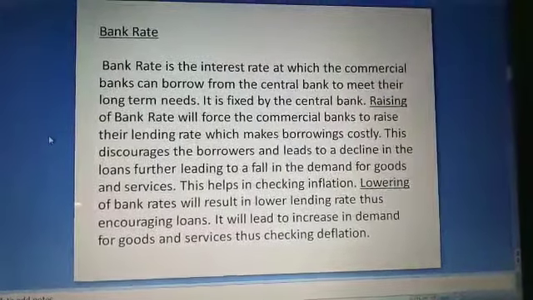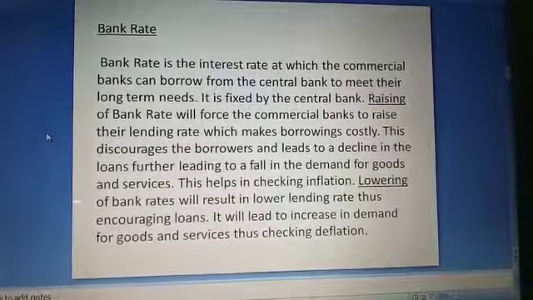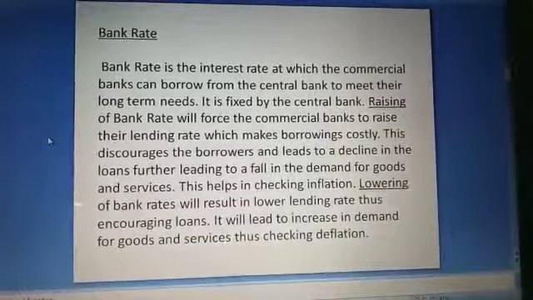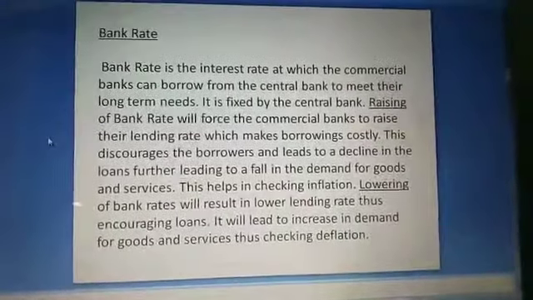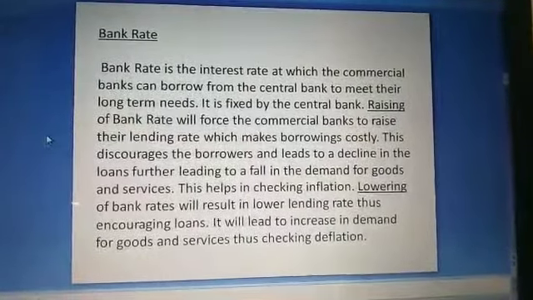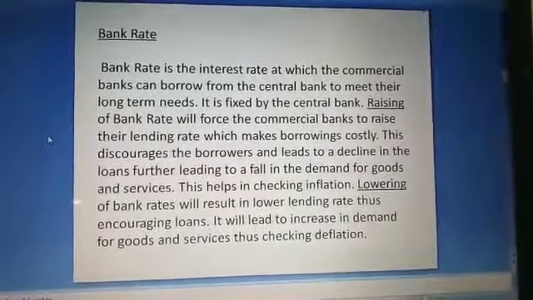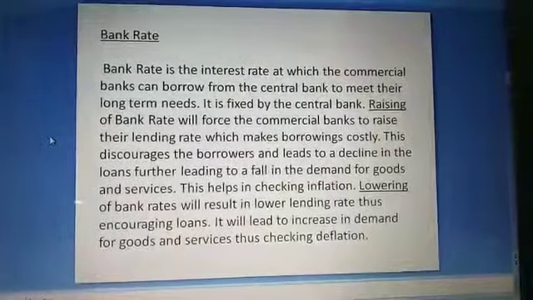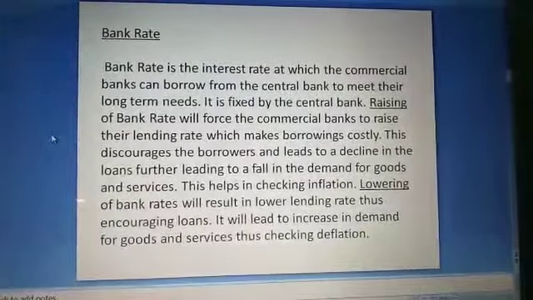Okay, so raising of bank rate will force the commercial banks to raise their lending rate, which makes borrowings costly. This discourages the borrowers and leads to a decline in the loans, further leading to a fall in the demand for goods and services. This helps in checking inflation.